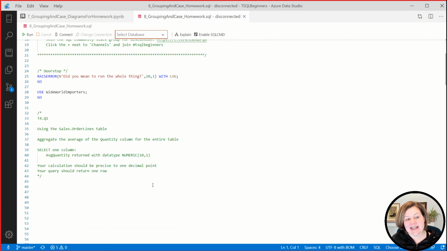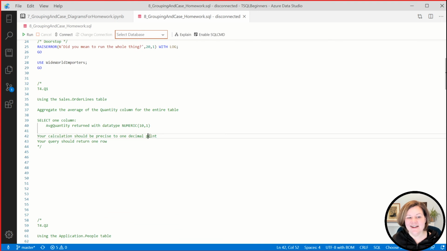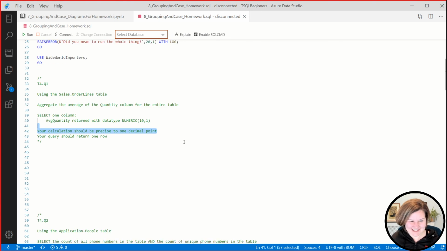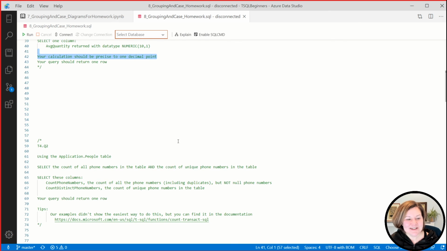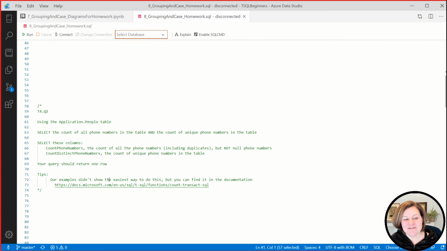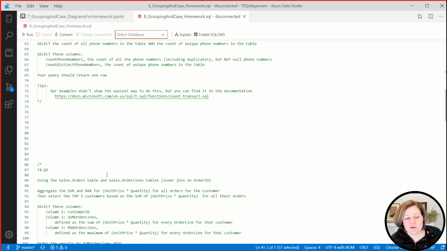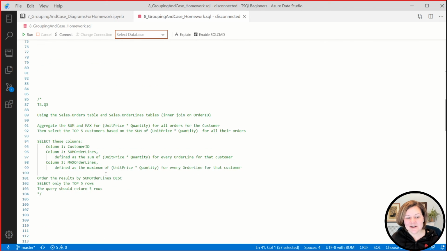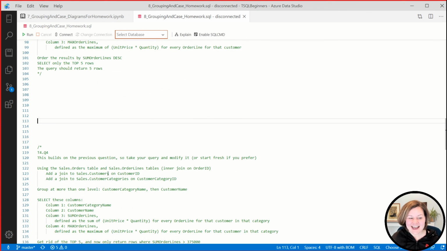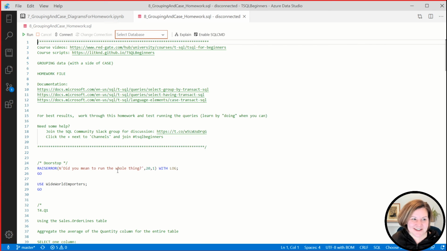And you're doing things like average quantity, aggregate the average of the quantity column for the entire table. Remember in the example how we were talking about decimal points? You can always go back to the example about that for more stuff. And then some more fun things here. So let me know if you get stuck and you need to get unstuck. But I hope that these query challenges are fun. I think they're really, really fun.